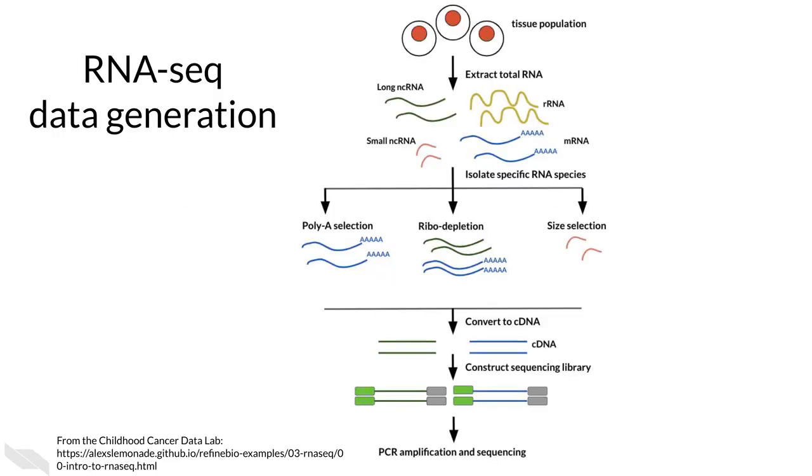Bulk RNA-seq data is generated by extracting total RNA and then isolating RNA-specific species by either poly-A selection, ribodepletion, or size selection. The isolated RNA is then converted to cDNA, so it is more stable for sequencing. This cDNA is used to construct a sequencing library. Lastly, PCR amplification is used to make many copies to use for sequencing.